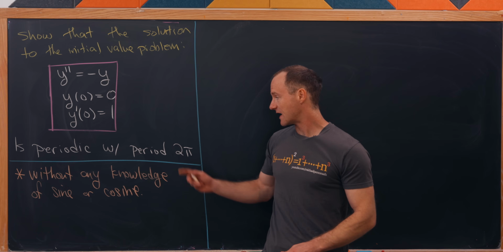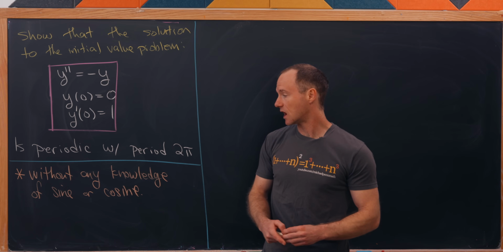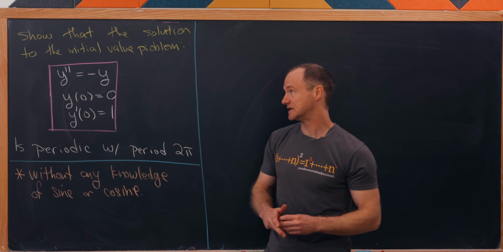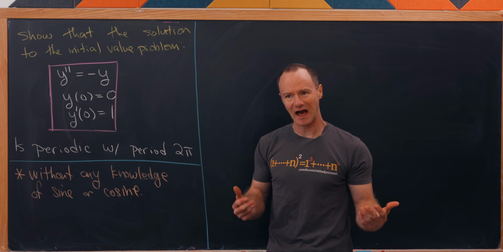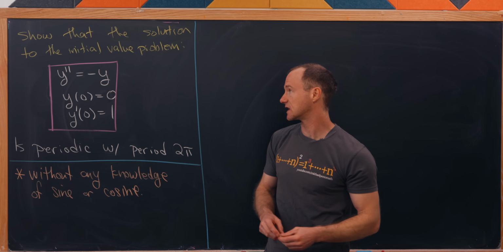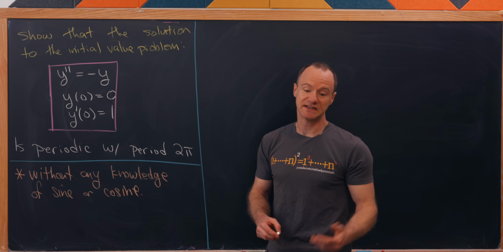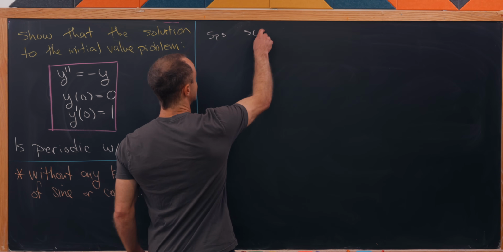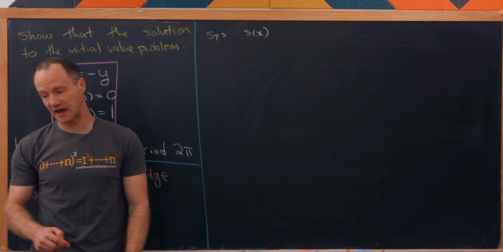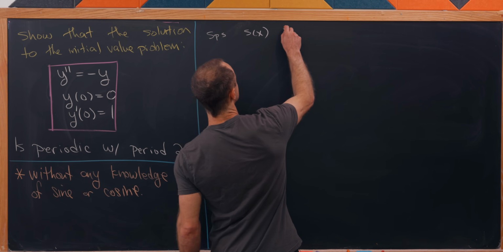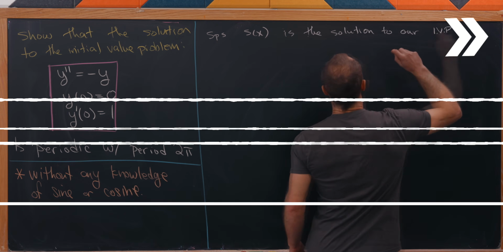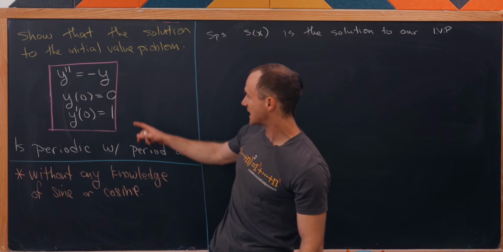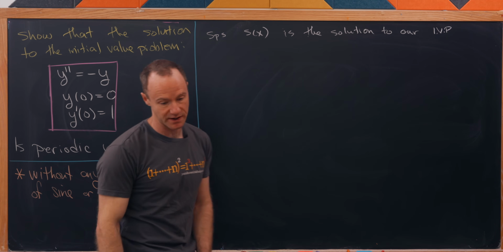We're going to derive this periodicity without any knowledge of sine and cosine. So let's say we are adept at differential equations, but somehow we've never learned about the sine or cosine function. Okay, so let's see how we might get started. So we're first going to suppose that we've got some function s of x, which is the solution to our initial value problem. So in other words, s of x satisfies these rules over here.